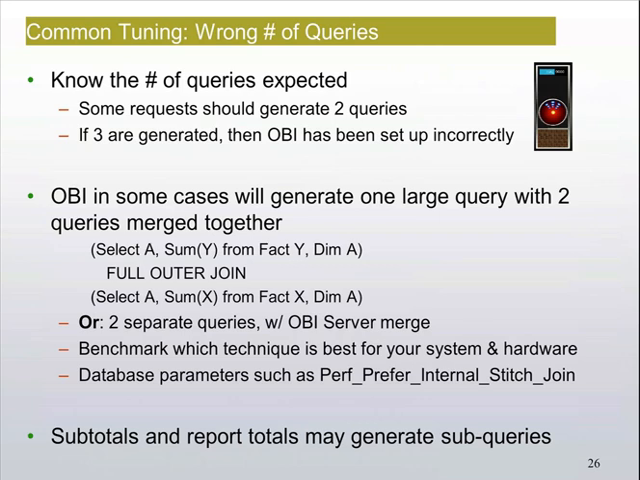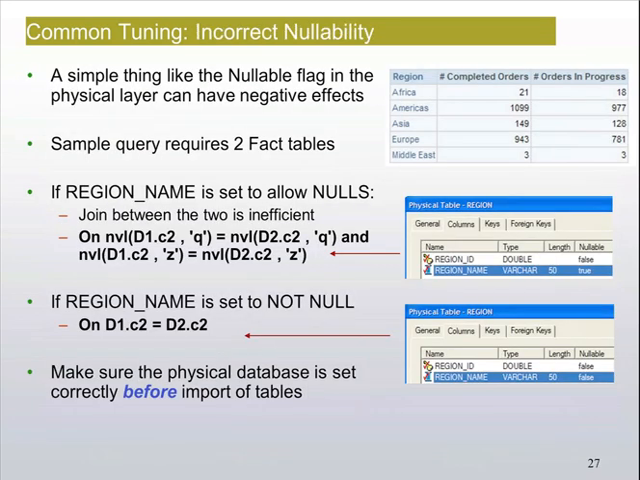Right? Here's a small thing. This is relatively simple, but let's take a look at our physical layer. I've seen this create problems every now and then. We need to make sure the nullability is actually accurate in our OBI server.